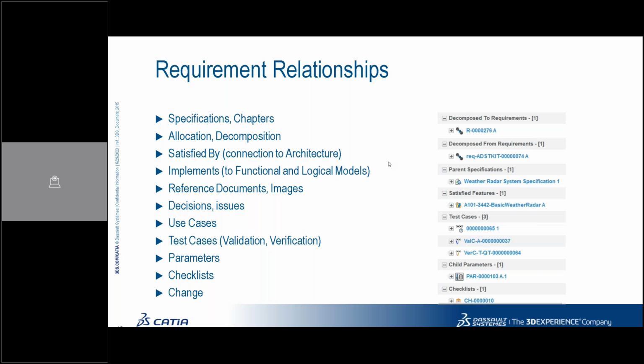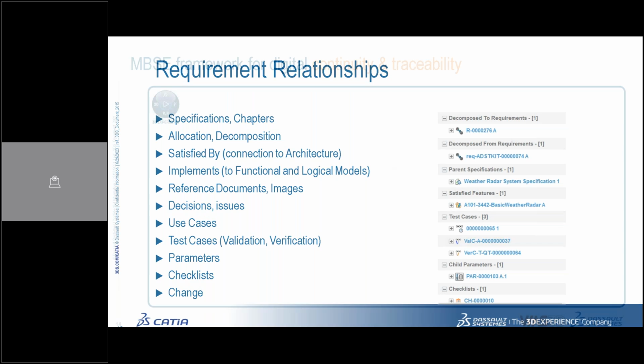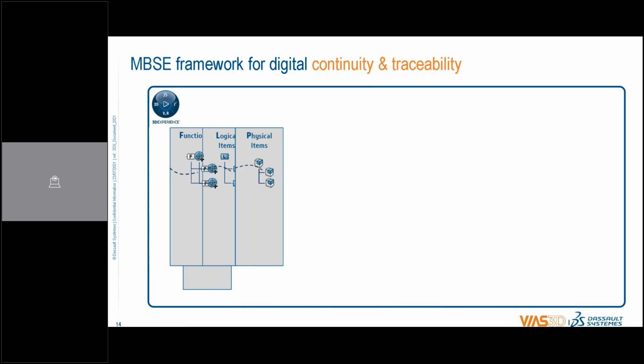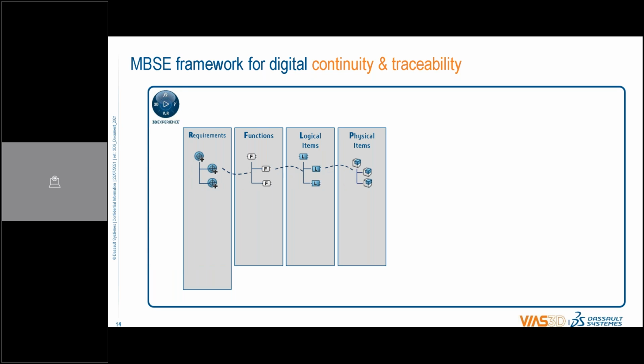So if you have system models, if you have simulation models, the requirements would provide parameters or specifications that you can connect and use to develop your use cases, test cases, and utilize your simulation models to analyze them and verify and validate your requirements. So if you look at it, requirements are propagating through the functional, logical, and physical items.